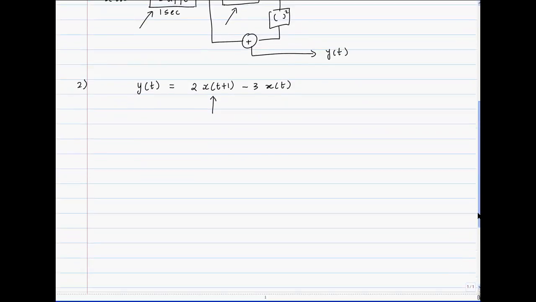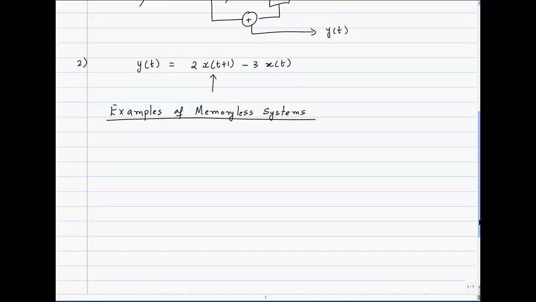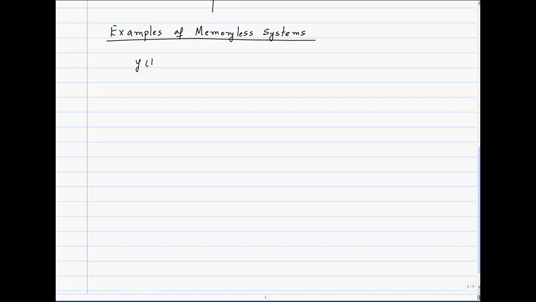Here are some examples of systems that do not have memory, or memoryless systems. Of course, the easy one is this. Say I had a system which was just outputting the cube: it takes x of t, raises it to power 3, and that's the output. Clearly this system is memoryless because y of t depends only on x of t.